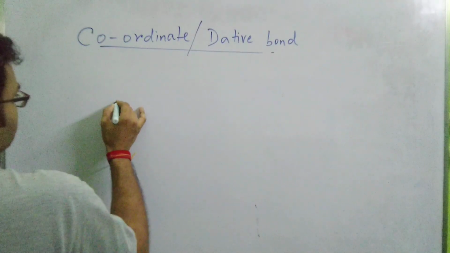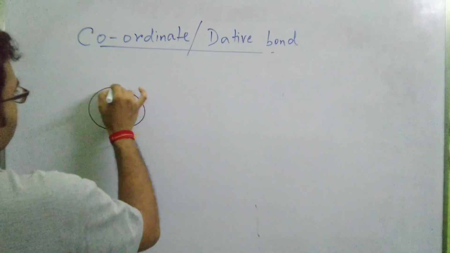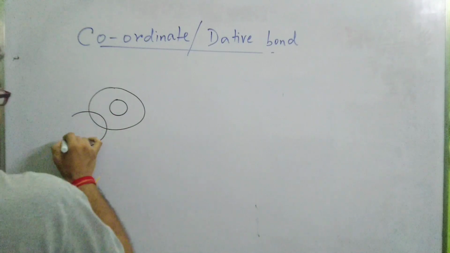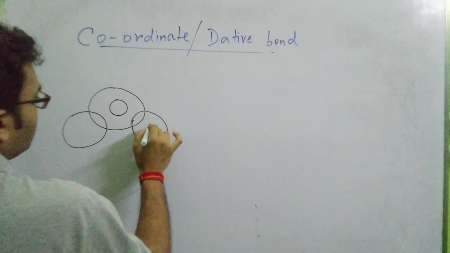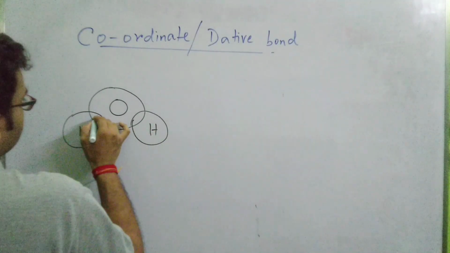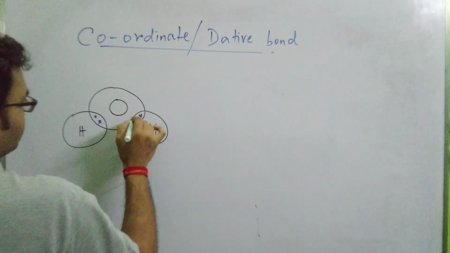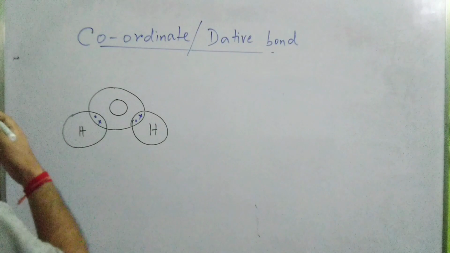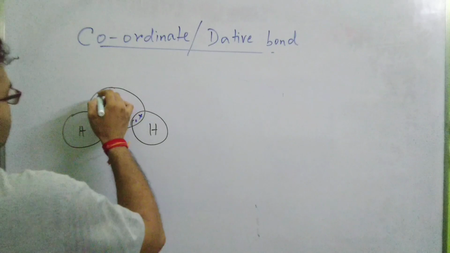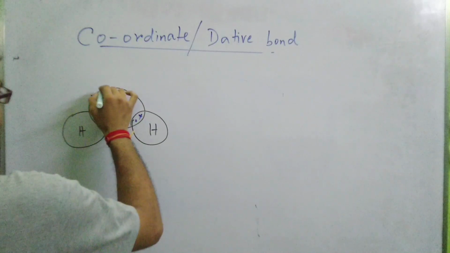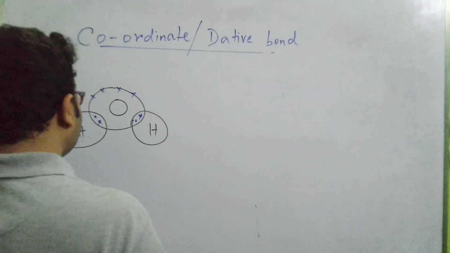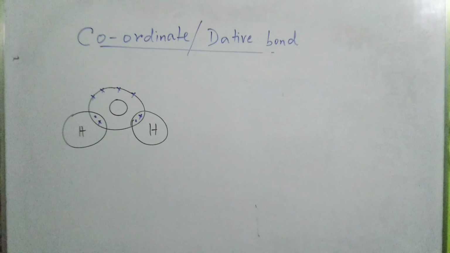So the water molecule: the oxygen atom forms bonds with 2 hydrogen atoms. So this is one hydrogen atom and this is another hydrogen atom. Here is one shared pair of electrons, and here is another shared pair. Oxygen has 6 electrons in its outermost shell. It gets 2 electrons from the 2 hydrogen atoms. So there should be another 4 electrons present here. So oxygen has 2 lone pairs of electrons.